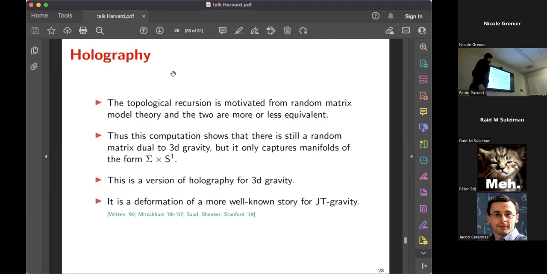But what is nice is that this is a deformation of a more well-known story from JT gravity. So there's a particular limit you can take and you go back to JT gravity. That's the model that has been studied a lot recently. And that makes sense because JT gravity is the dimensional reduction of a 3D theory of gravity. So if you reduce, then you go back to JT gravity. But here you can take the circle big and you get some non-trivial deformation. You could say a Q deformation. It's not a Q deformation.